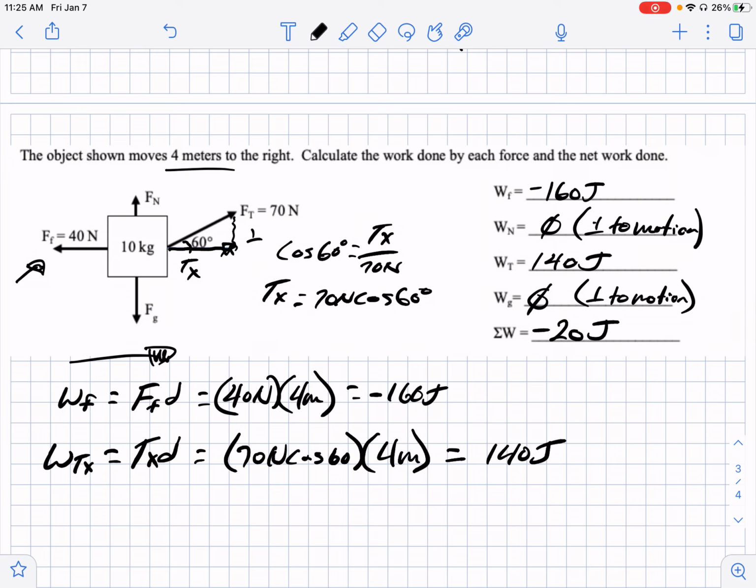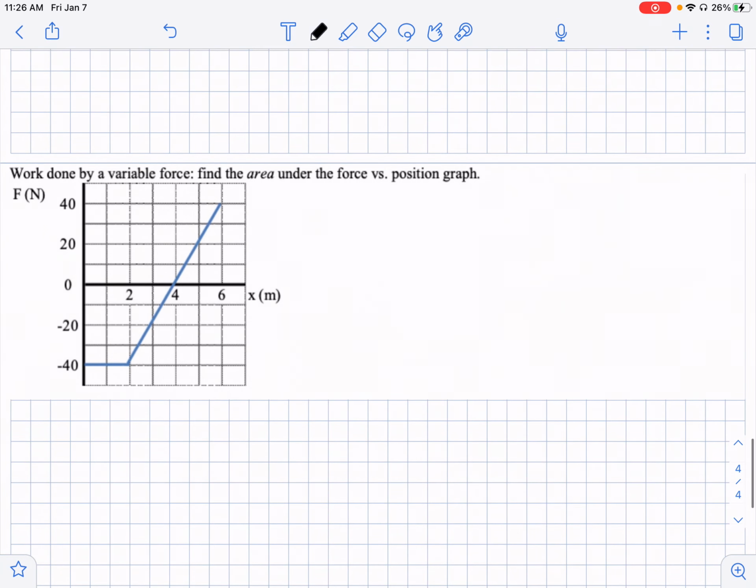So that's how we can find the work caused by different forces. Now let's jump back into one of those examples where we had that variable force. When you have a variable force, in other words, it's changing, it's not a constant force. We're going to find the area under a force position graph. So here's a force position graph, and we're trying to find the work done. Remember, work is equal to that parallel force times the distance.